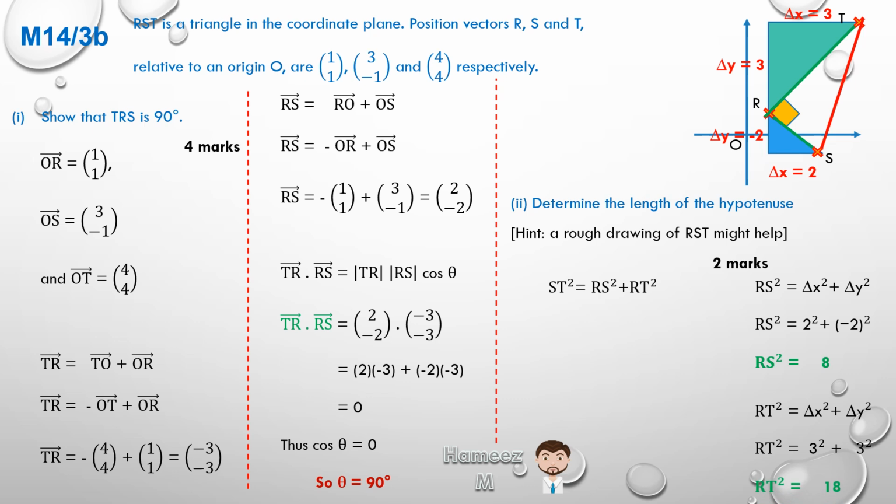So we've gotten RS squared and we've gotten RT squared. So we can now substitute. ST squared is equal to 8 plus 18. So ST squared is equal to 26. As such, the length of the hypotenuse, which is ST, is equal to the square root of 26.